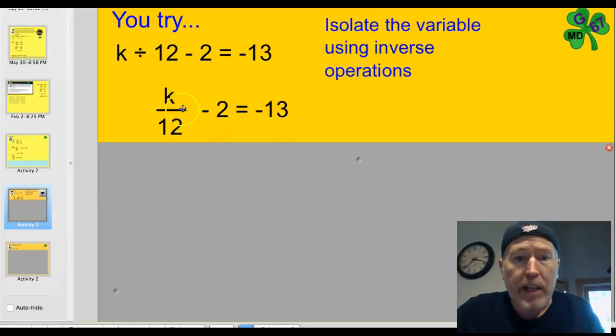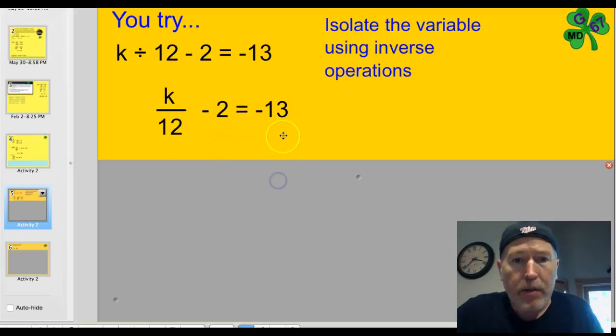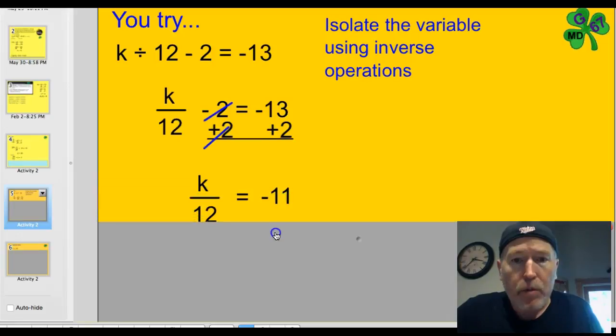I wrote it out like this. I like it as a fraction bar. You can do it the other way. But the first thing I did, get rid of this minus 2. I added 2 to both sides. So what I ended up with was 13. Negative 13 plus a 2 is a negative 11. So I have k over 12 equals a negative 11.